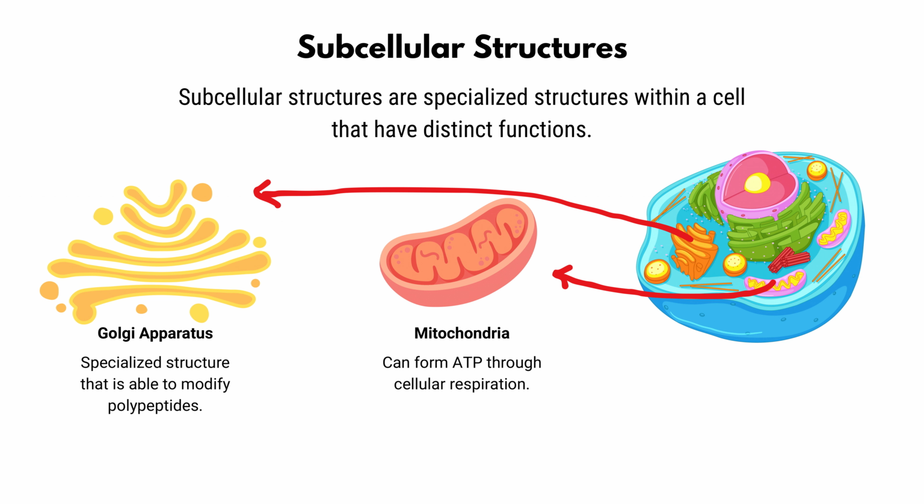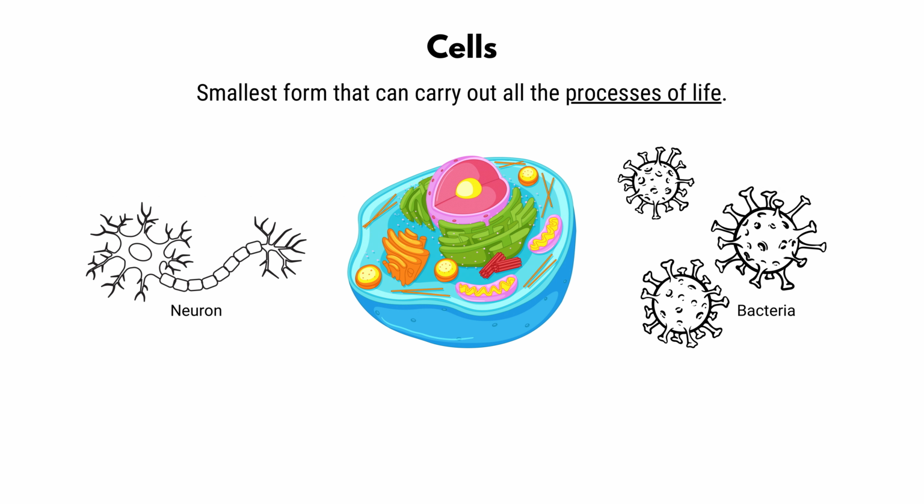Next, we have subcellular structures. As the name suggests, subcellular structures are structures within a cell that are specialized to have specific functions within that cell, and help it participate in the whole. For example, we have the Golgi apparatus, which is able to modify and change polypeptides within the cell. We also have mitochondria, which you might know as the powerhouse of the cell, and which produces energy, ATP, through cellular respiration. All of these smaller parts within the cell help the cell survive and carry out its functions.